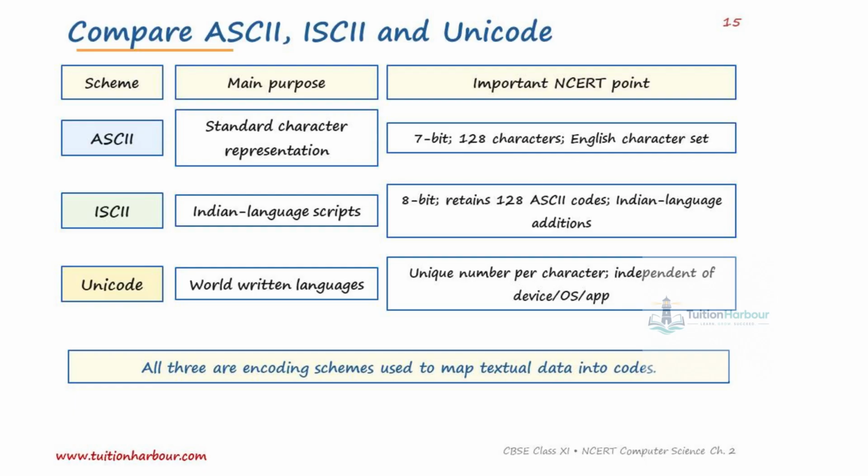Remember the difference. ASCII is a 7-bit code for the English character set. ISCII is an 8-bit code developed for Indian languages. Unicode provides unique character numbers for written languages across devices and systems.